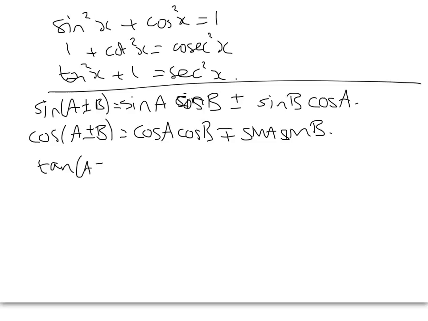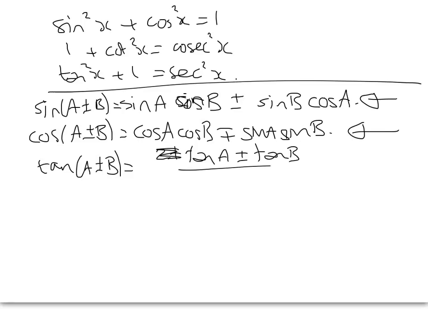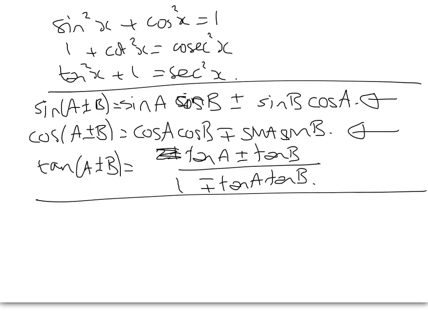Tan A plus minus B, you can prove, you put this one on the top and this one on the bottom, sine over cos, and then divide everything by what's in the bottom left, which will be cos A cos B, and when that simplifies it comes down to tan A plus minus tan B all over 1 minus plus tan A tan B. Then we can put A equals B in all of those.